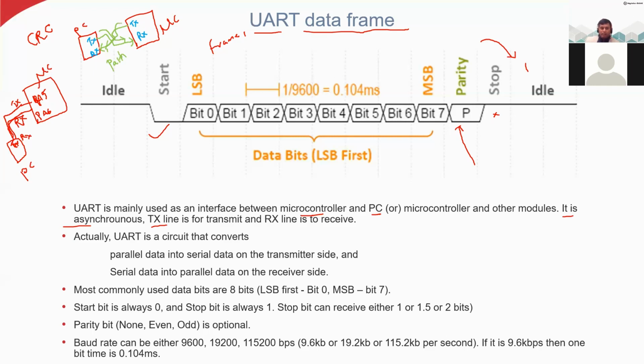Everything, and how this data frame is defined, is mentioned in this communication protocol. We can use different protocols. It can be any protocol that defines all the rules for how the data should be represented in the data frame. Now UART is a circuit that converts parallel data into serial data to transmit to the receiver side. So I am transmitting the data from the transmitter to the receiver.